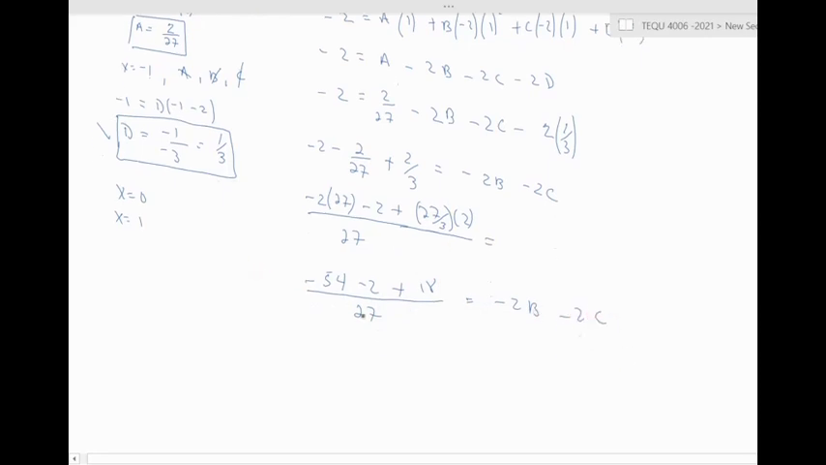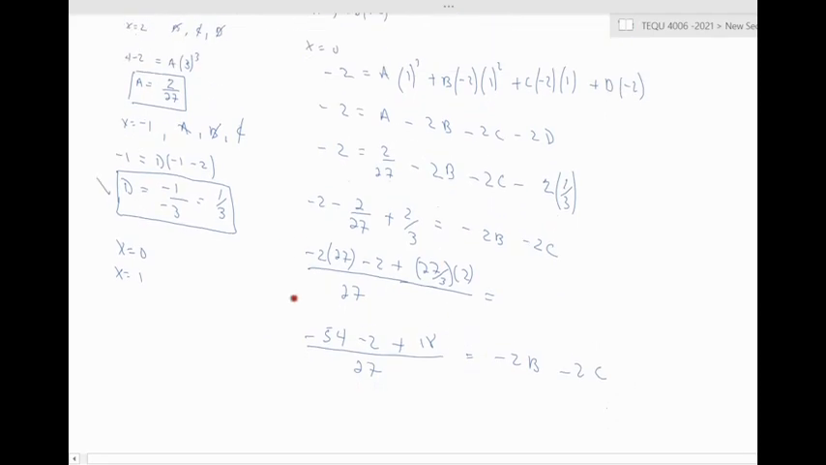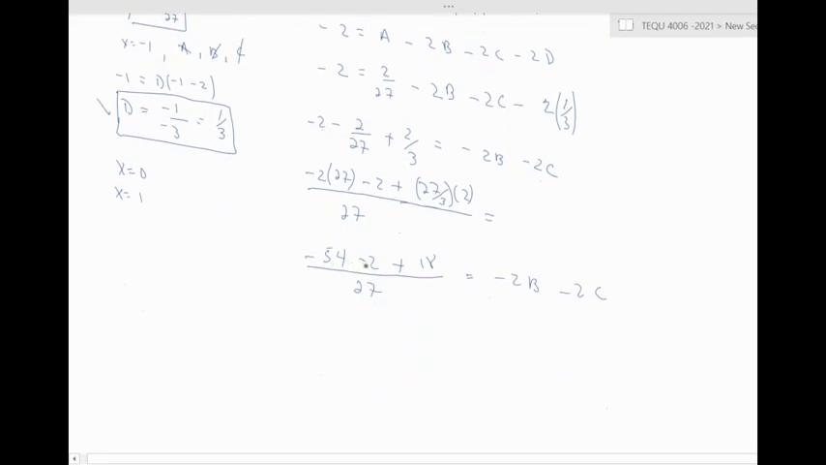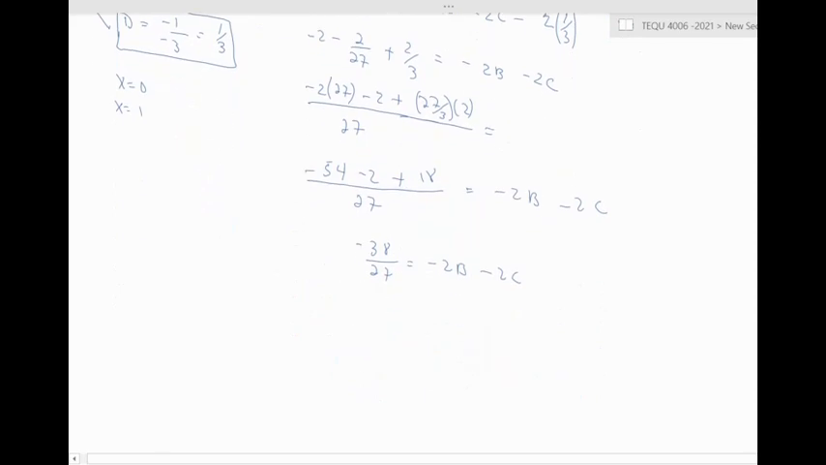So the final result here, all this is when x equals 0, that will be minus 56. That will be 38 negative over 27 equal minus 2b minus 2c. If I multiply by minus 1, just to leave everything cleaner, that will be 38 over 27 equal 2b plus 2c. Right. That's the first equation, and that's when x equals 0. You see, we cannot solve for any of them because I need another equation.